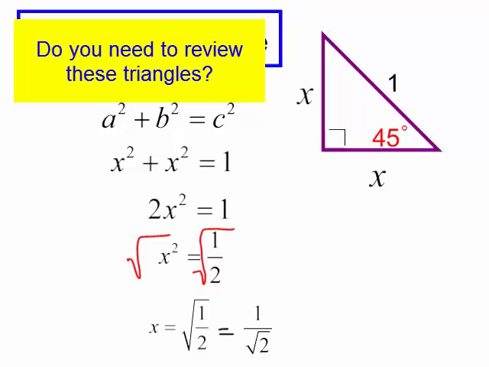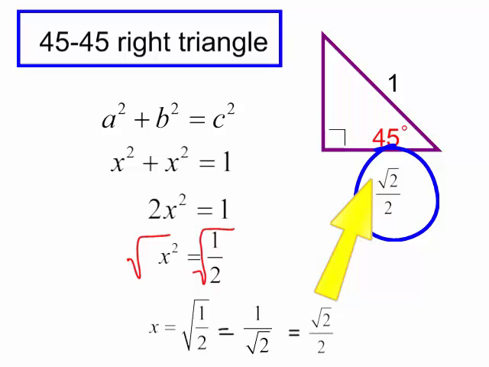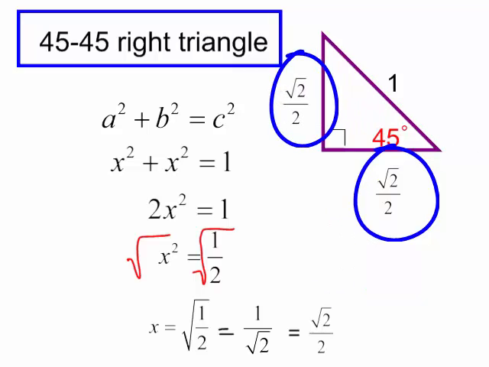Of course, we don't want to leave a radical in the denominator, so I will rationalize the denominator. X is the square root of 2 over 2. This is a very important number for our unit circle.